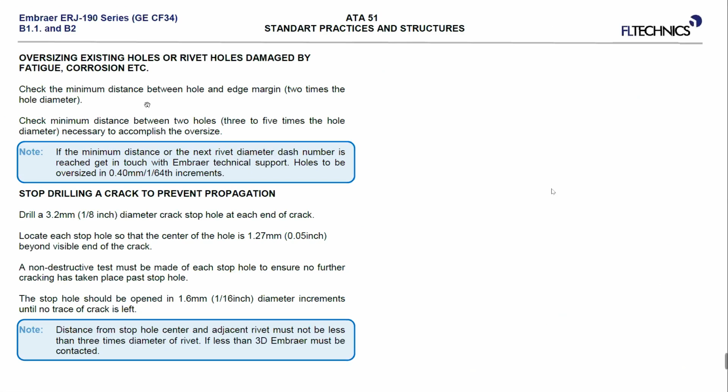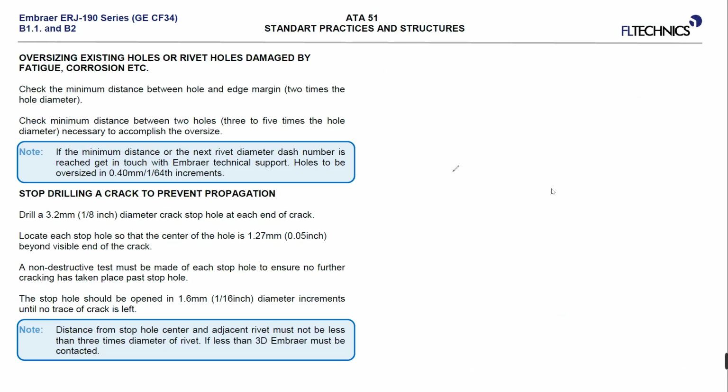Here we have standard practice for oversizing holes and stop drilling, drilling a hole to stop a crack. Here we have some examples, but I'm not going inside with these numbers and these specific procedures. This is like a general practice here. We have to check the distance between the hole and the edge margin, which is at minimum 2 times the hole diameter. This is when we're oversizing an existing hole.